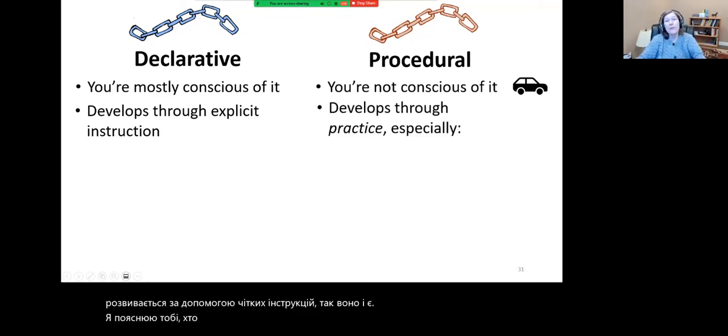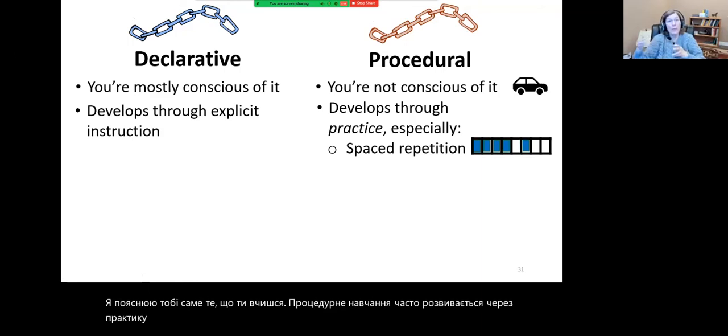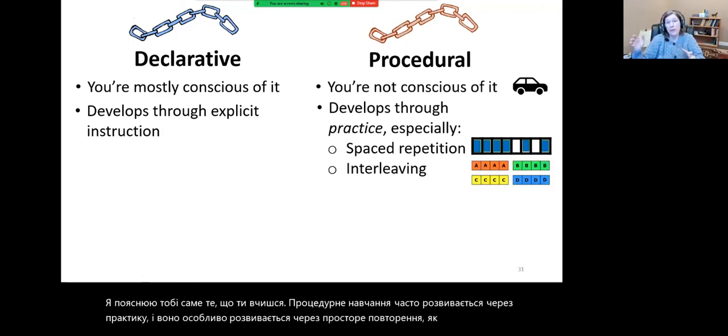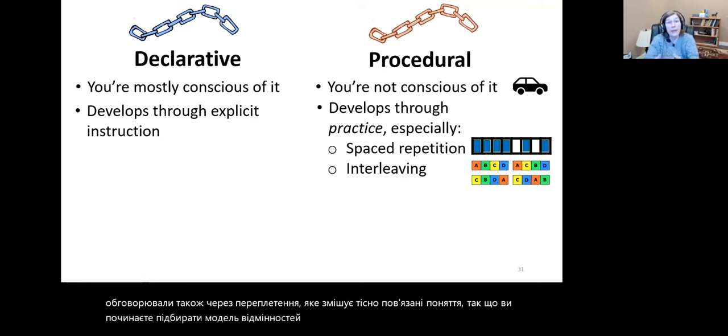Procedural learning often develops through practice, and it particularly develops through spaced repetition, as we discussed, and also through interleaving, that is, mixing together closely related concepts so that you begin to pick up the pattern of the differences and the similarities between those two or those related concepts.